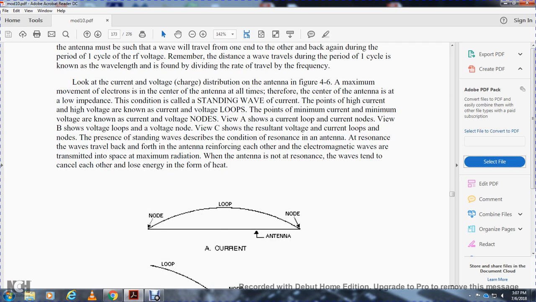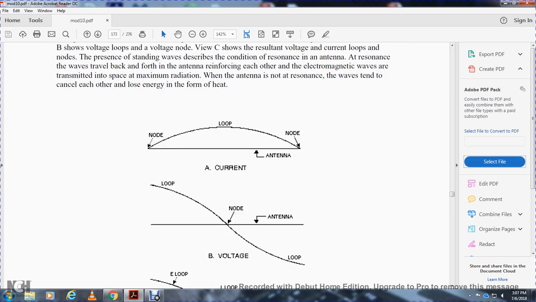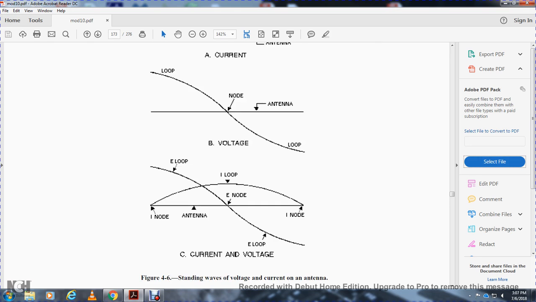Alright, this shows the nodes and loops of the antenna, the voltage and the current, and the voltage nodes and loops.